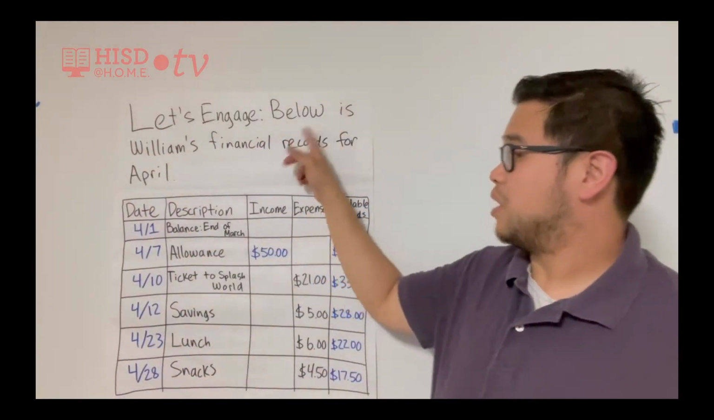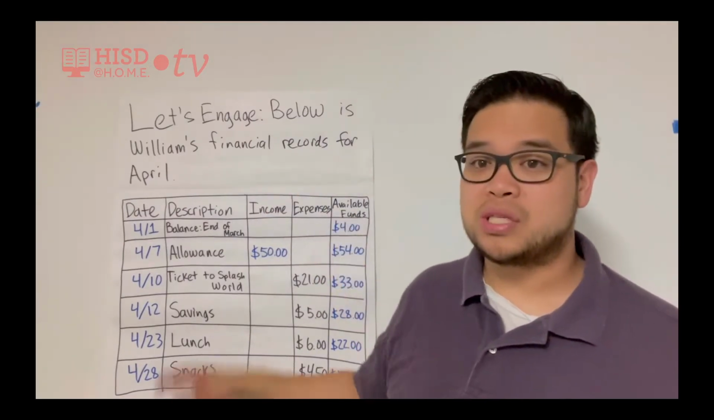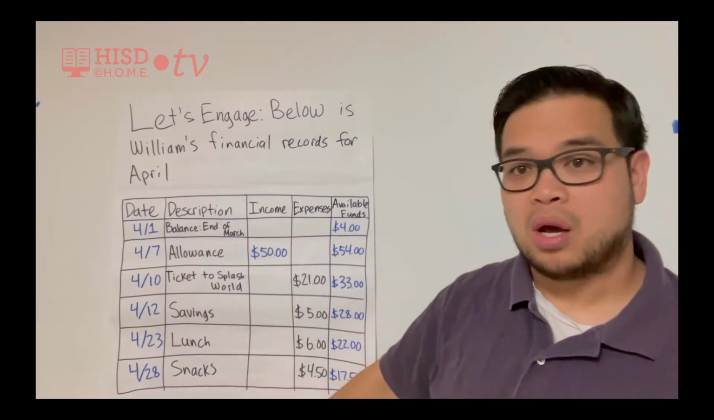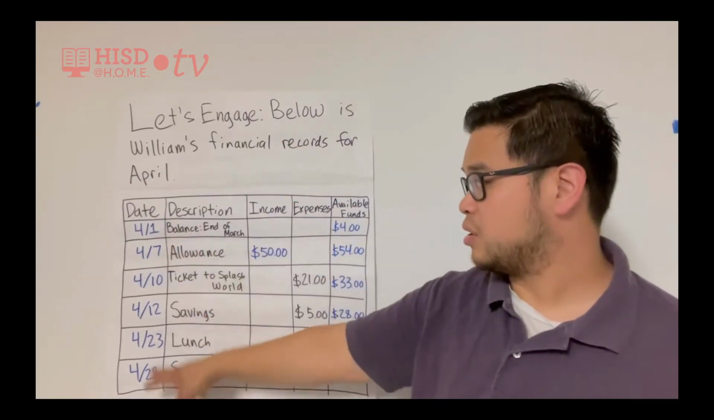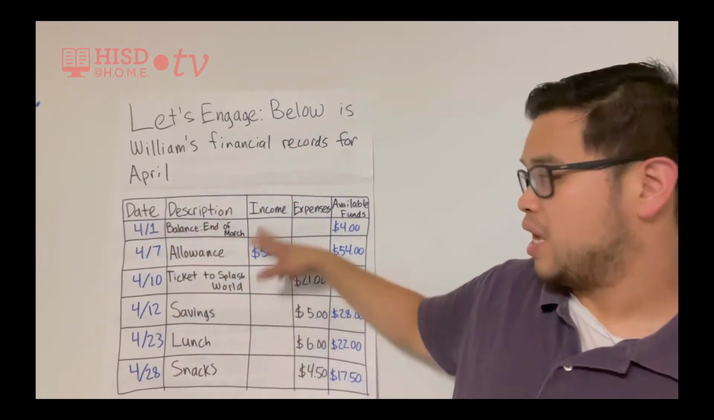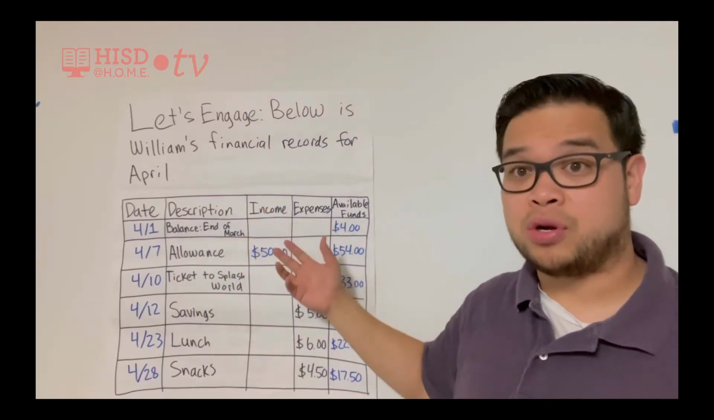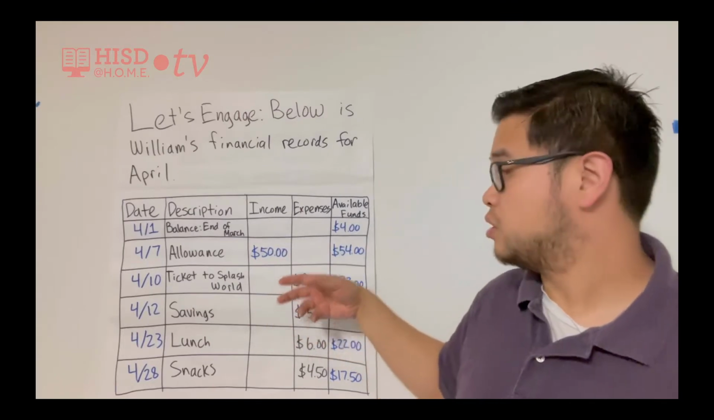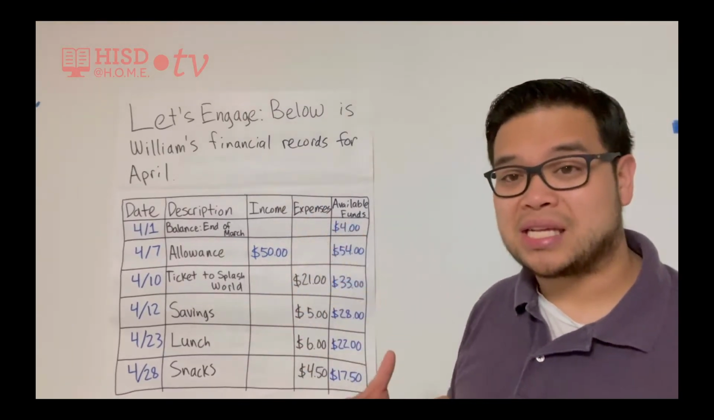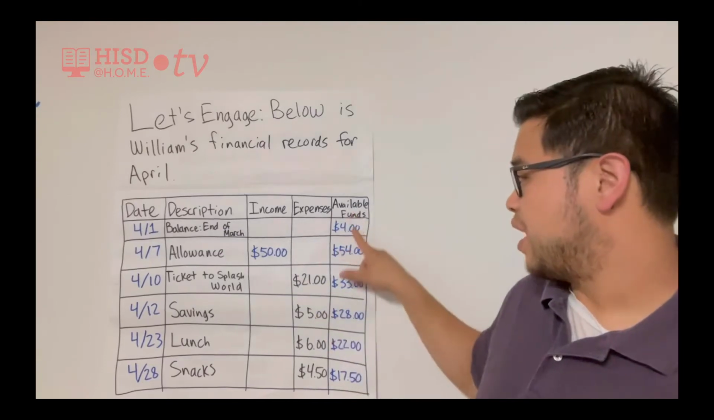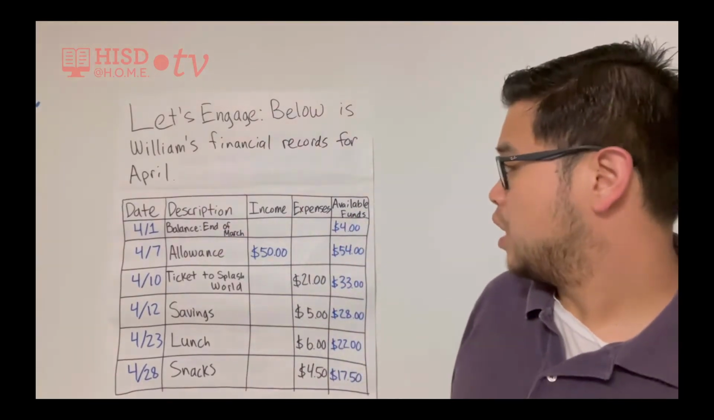Let's engage. Below is William's financial records for April. So this is basically William's financial records for the month of April. We have all the dates here, the description, the income. If you don't remember, income is money that you earned through work, through the service of goods and work. Expenses is the money that he spends, and then how much funds he has available. So let's discuss this.